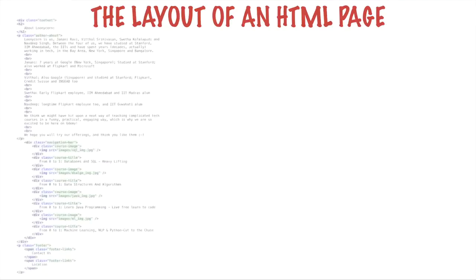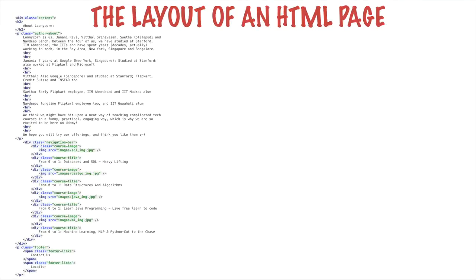Now that we've understood how HTML lays out elements by default, we are ready to tackle CSS, which will allow us to specify how we want the page to render. The example we are going to work with is the Lunicorn homepage, where we want to talk about the instructors and show a few courses that we have available.